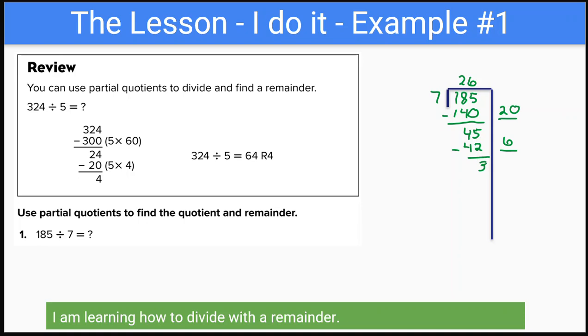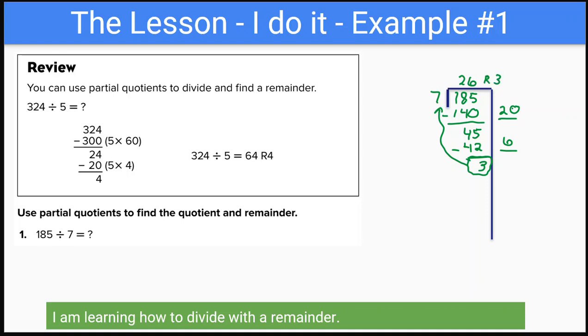But now we're left with 3 right here, and 3 is smaller than 7, and no 7s can go into it. The remainder must always be smaller than the divisor, because if it was bigger than the divisor, you could fit another 7 into it, right? Like if it was 13, well, I could fit another 7 into it. But the remainder always has to be smaller than the divisor. So our final answer here is 26, and most people put an R right here for remainder, and they say 26 remainder 3.